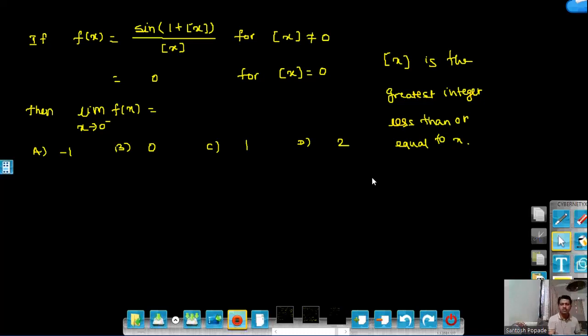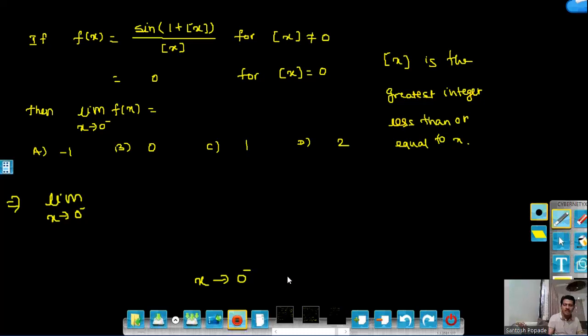Means definitely it will lie between -1 and 0. And if I find the greatest integer value of such terms which are tending towards 0 and are very close to 0, it will be -1. For example, if I take any number between -1 and 0, say -0.1, then what will be its greatest integer value? It will be -1. So let us find the limit.